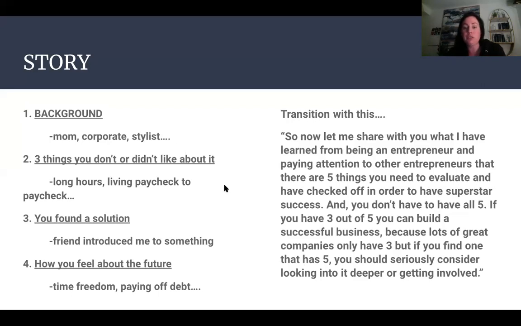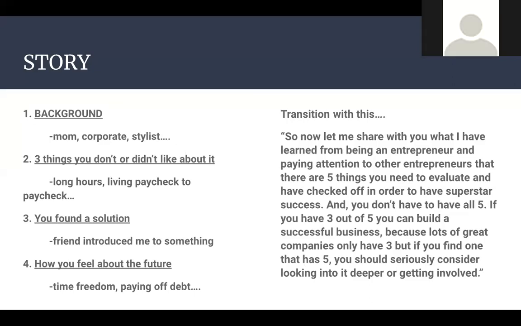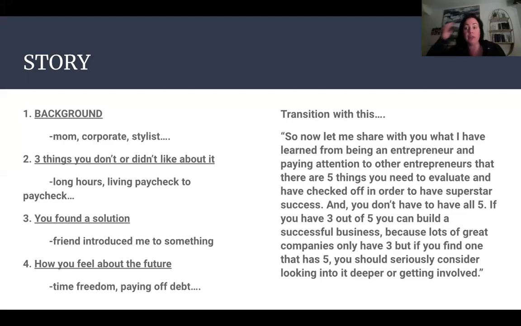Okay. So then to transition to the next part, which is the 5 elements, you could say, so now let me share with you what I have learned from being an entrepreneur and paying attention to other entrepreneurs, that there are 5 things you need to evaluate and have checked off in order to have superstar success. And you don't have to have all 5. If you have 3 out of the 5, you can build a successful business, because lots of great companies only have 3. But if you find one that has 5, you should seriously consider looking into it deeper or getting involved.